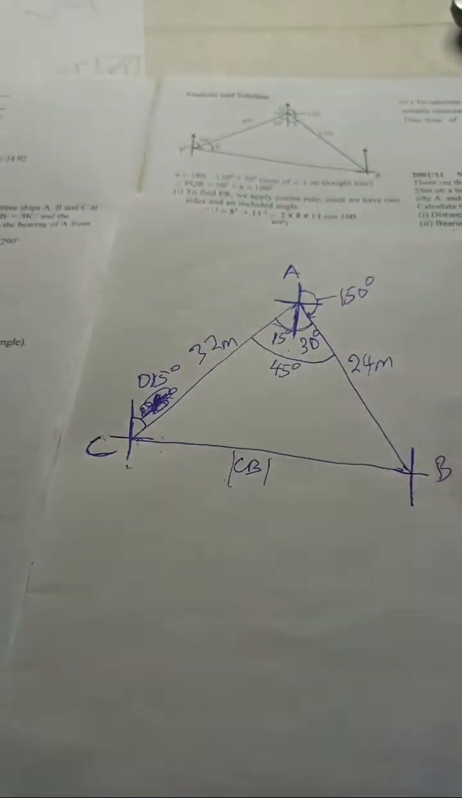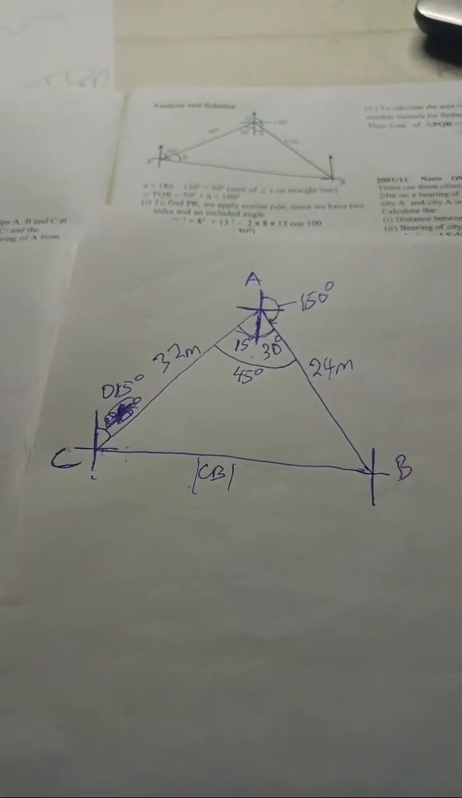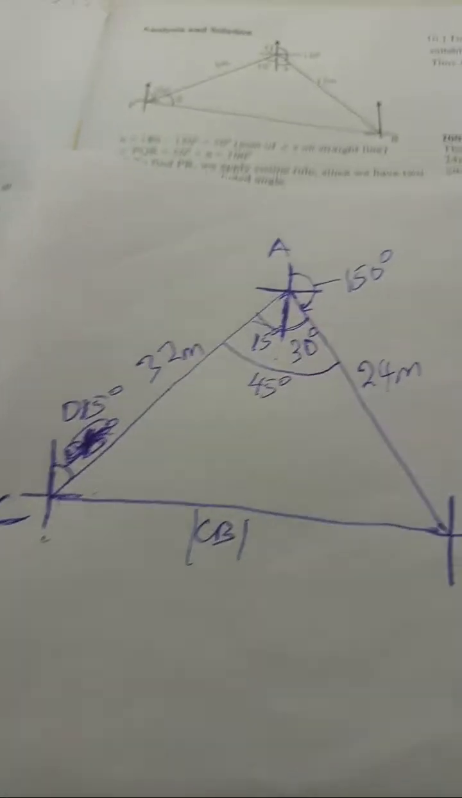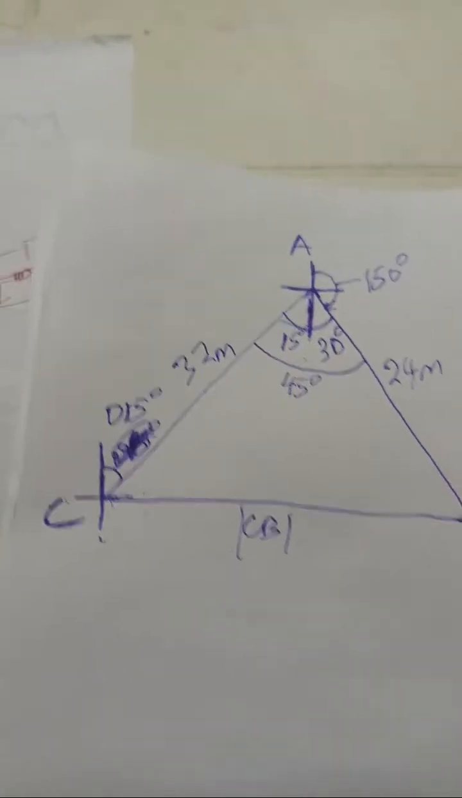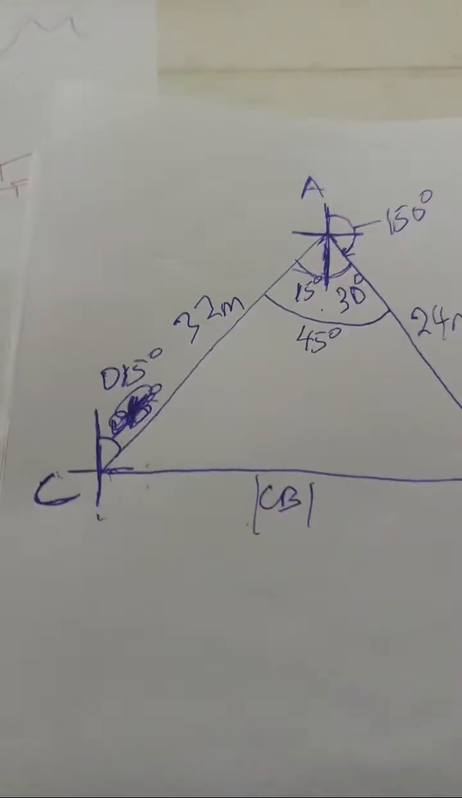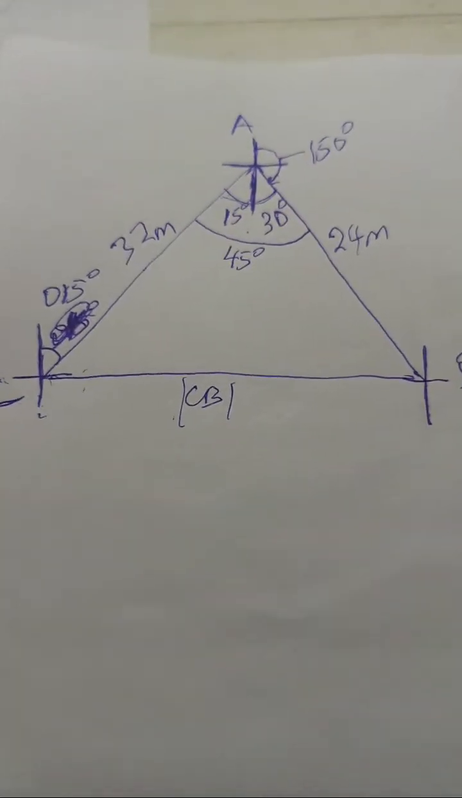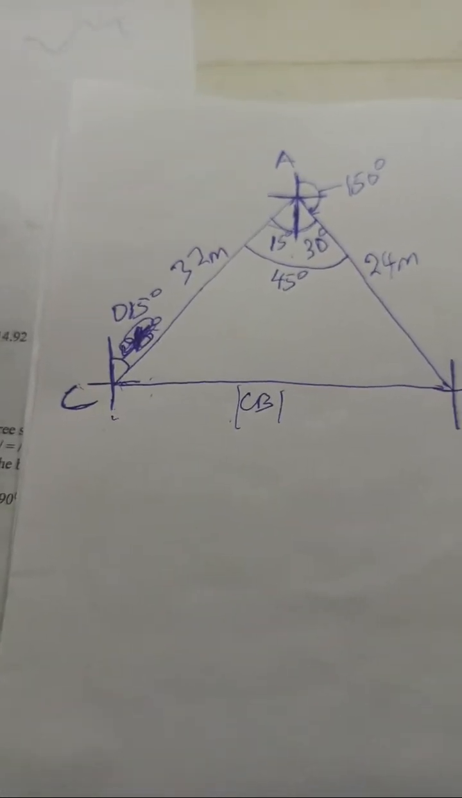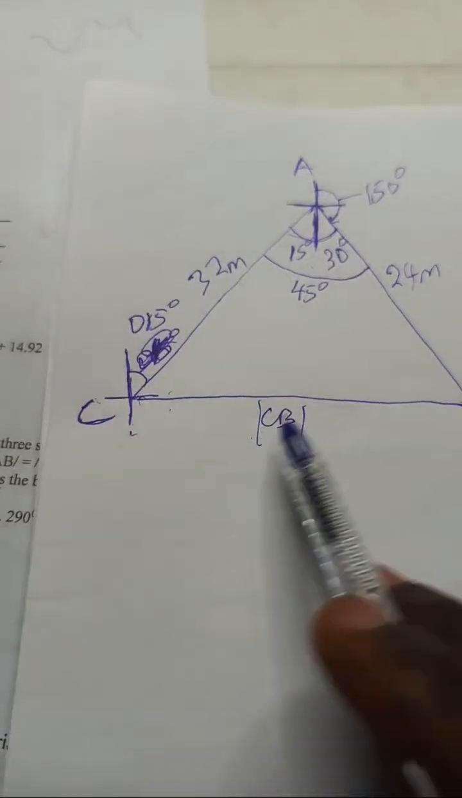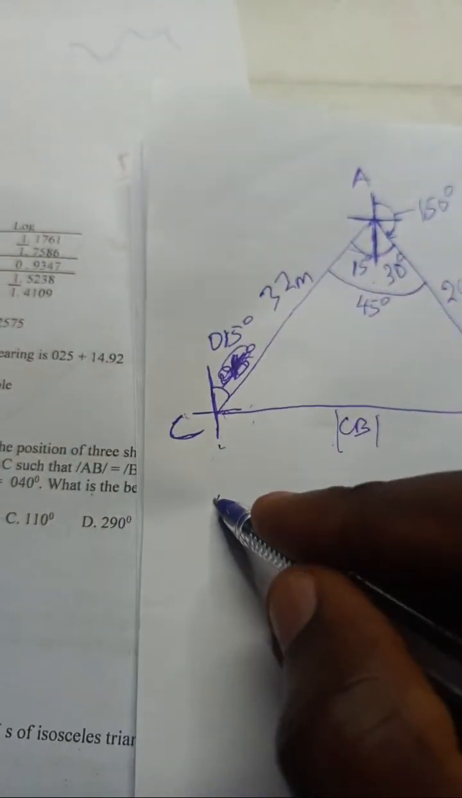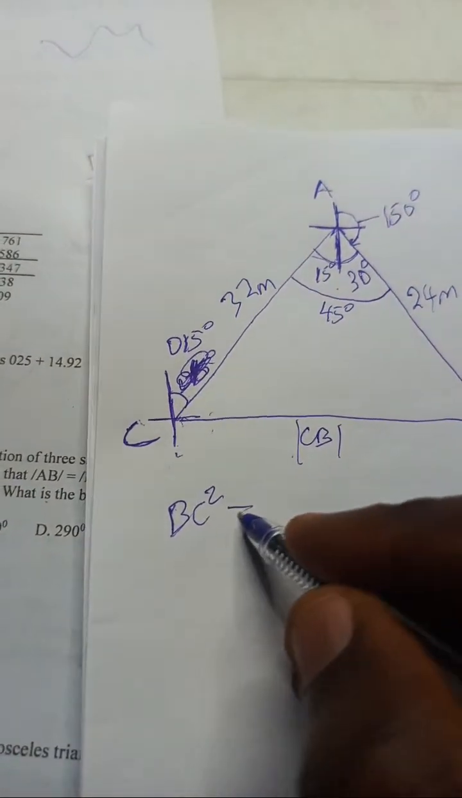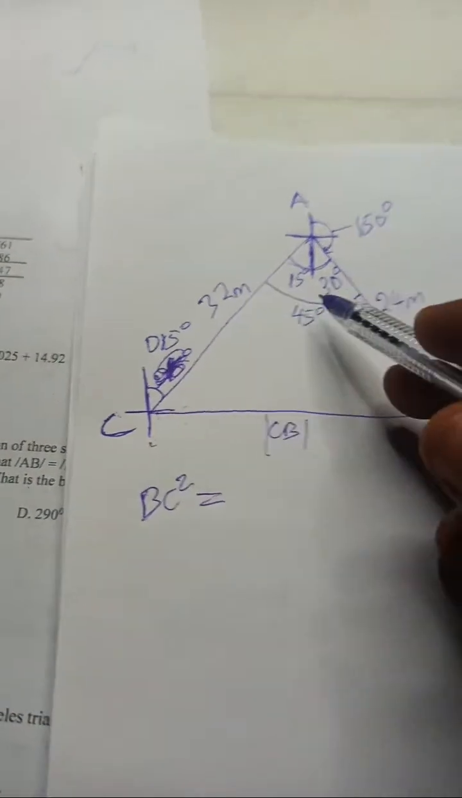So it means this angle is 45. So we have to go for the calculation now in order to get what we are supposed to get easily. So how do we do that? It's very simple. Now, we have to call it CB or BC. So you now say BC squared is equal to, now we have to take this and this.